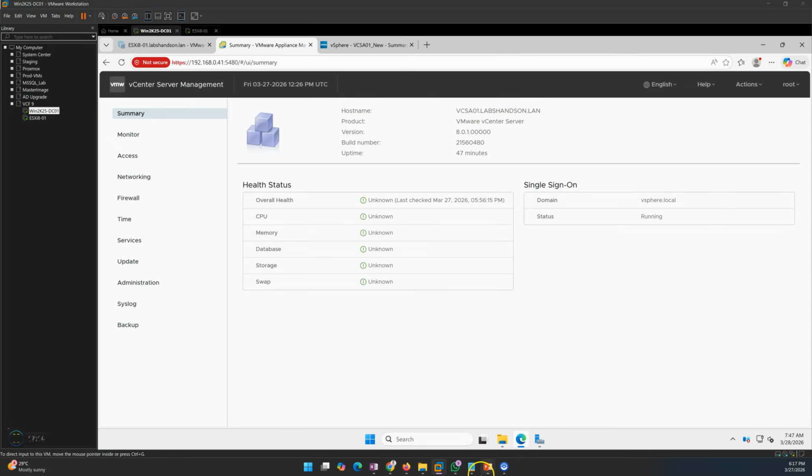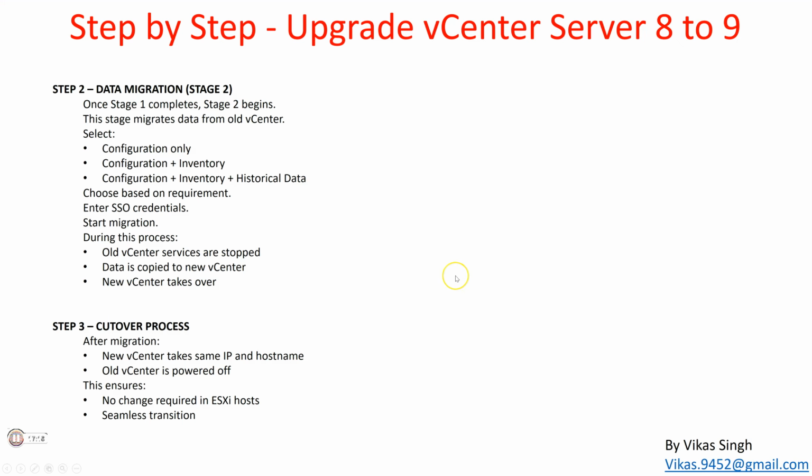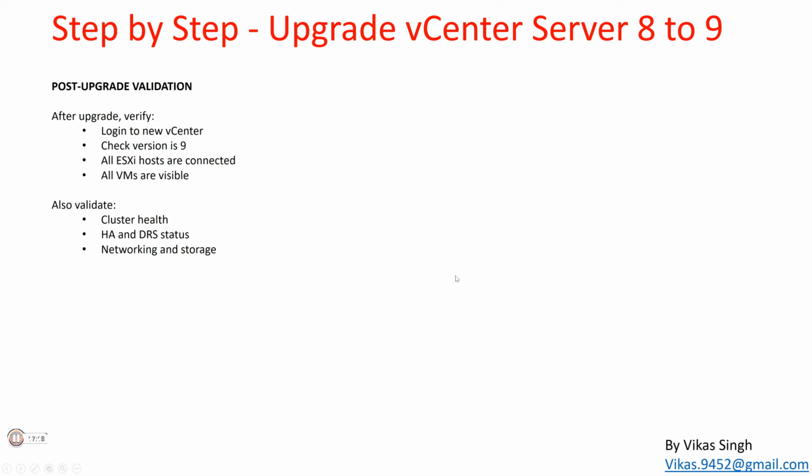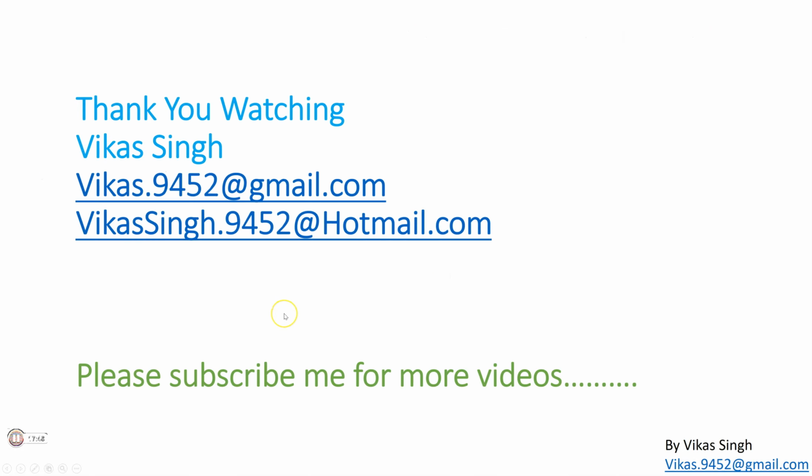So this is good. This is pretty much what I wanted to cover in this video. For post upgrade checks, you can log in to the new vCenter, check the version is 9, all hosts are connected, VMs are visible, and also perform validations such as cluster health, HA, DRS status, networking and storage. So this is the complete step-by-step process for upgrading vCenter server from version 8 to version 9 using the safe migration approach.